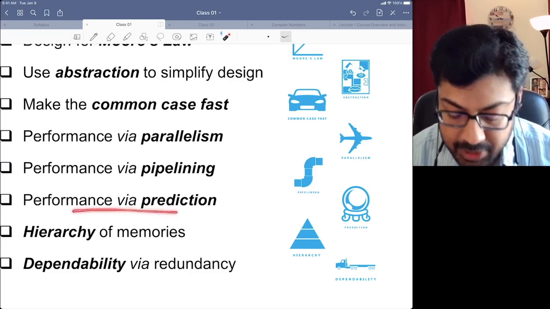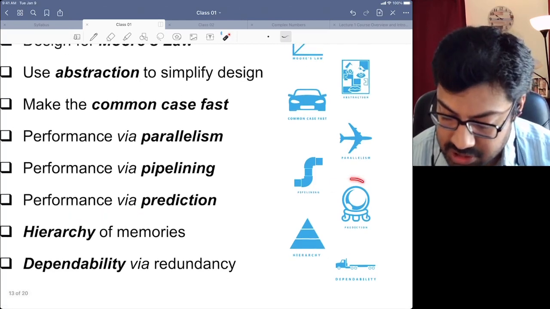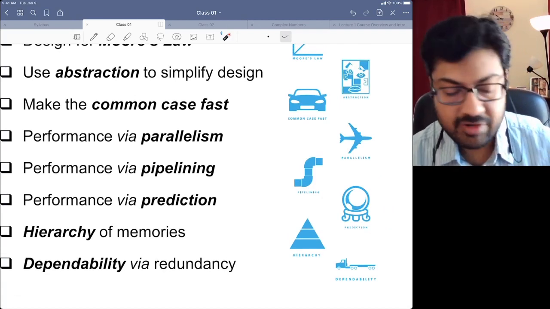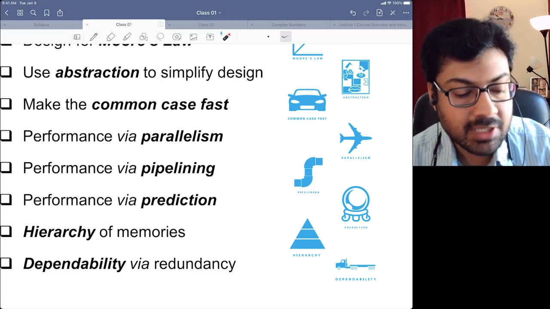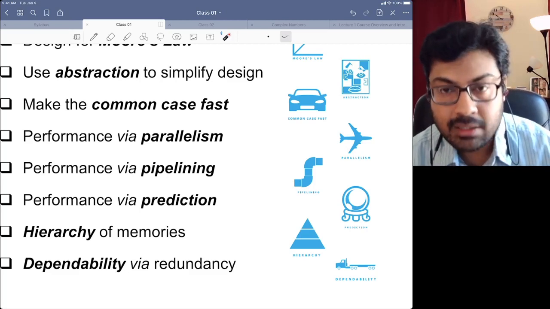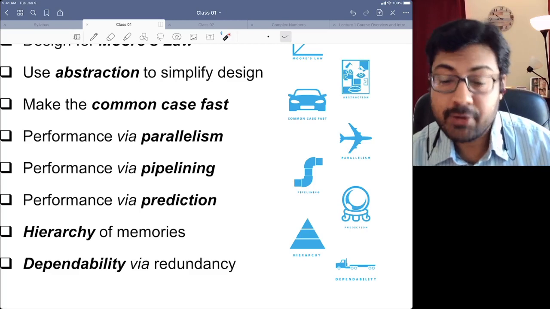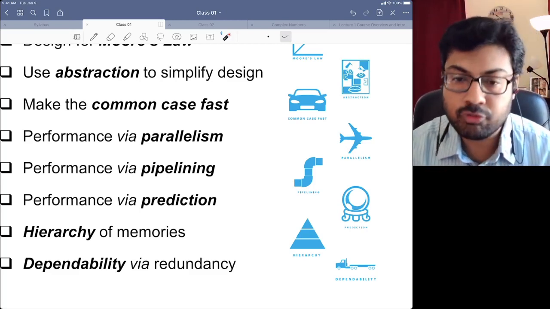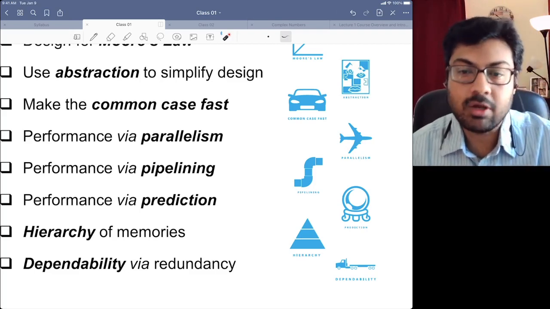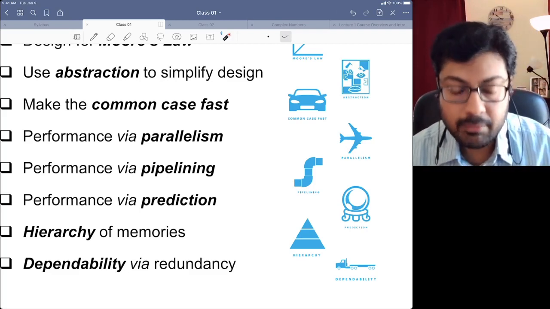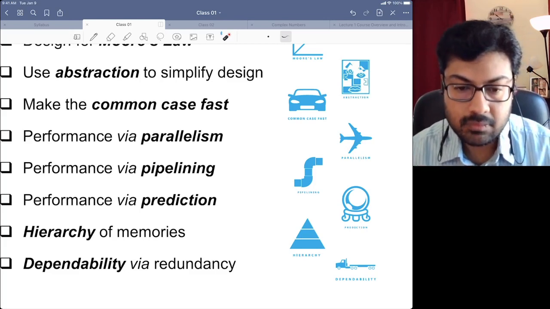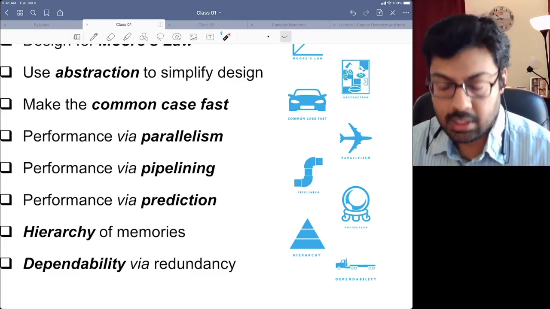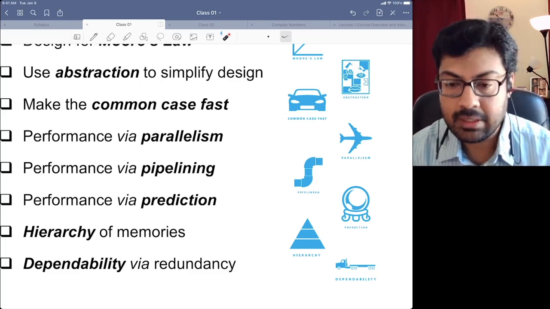Next, performance via prediction. So we have a crystal ball as the symbol for that. And this essentially means there will be some times where it is better to predict what that next instruction is going to be and start working on that, as opposed to waiting and not working on anything. Because even if you are wrong, then you can backtrack. And the penalty you pay for that is smaller than waiting for that duration of time.